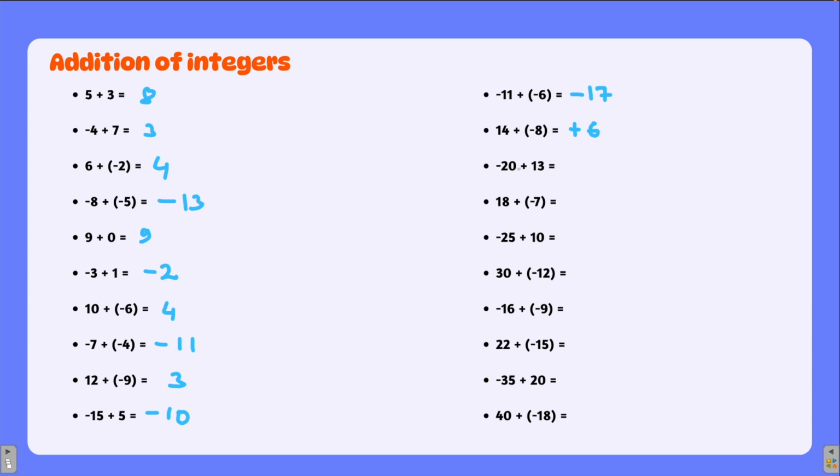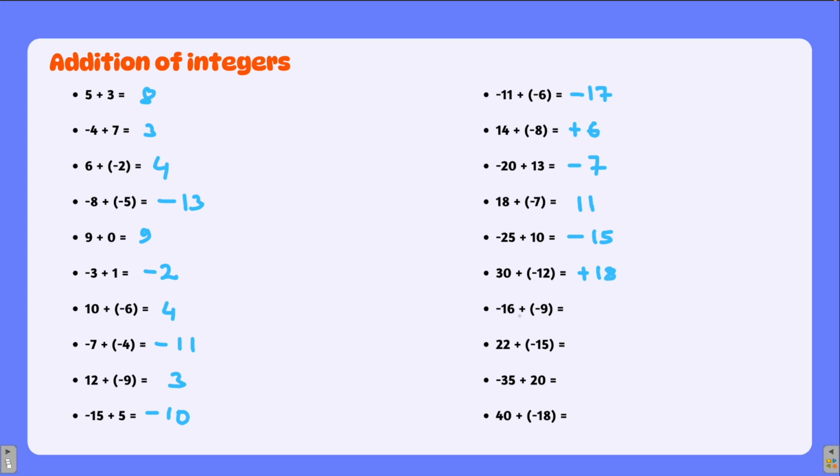Minus 20 plus 13. It is 20 minus 13 is 7 and put a sign of the greater number, that is 20. 18 plus minus 7. So it is 18 minus 7, that's 11, and put the sign of 18, that is positive. Minus 20 plus 10 will give you minus 15. 30 plus minus 12 is plus 18.